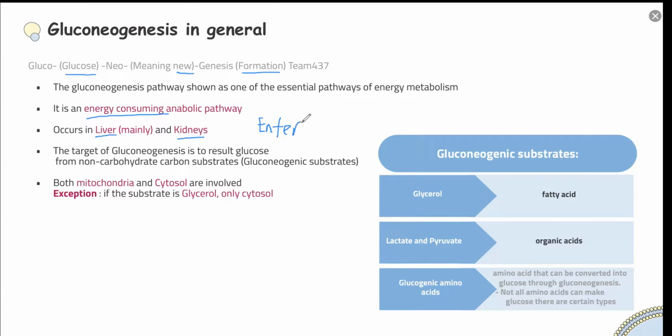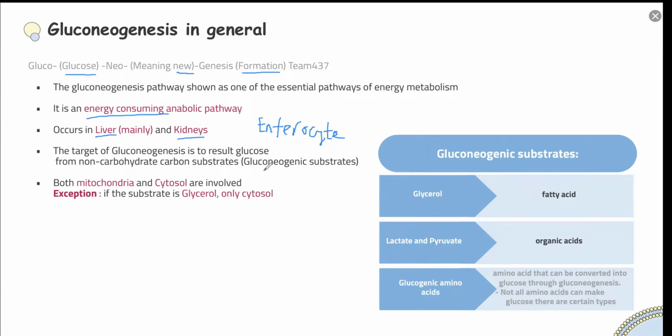So in the small intestine it also occurs in the enterocyte. So these are the three parts of the human body where mainly gluconeogenesis takes place, but it mainly occurs in the liver.